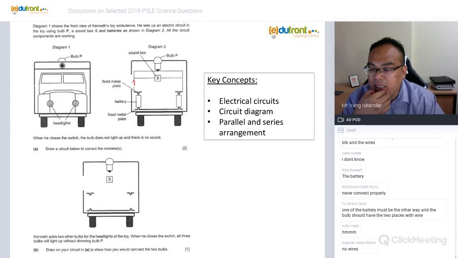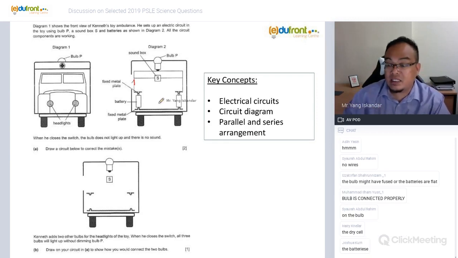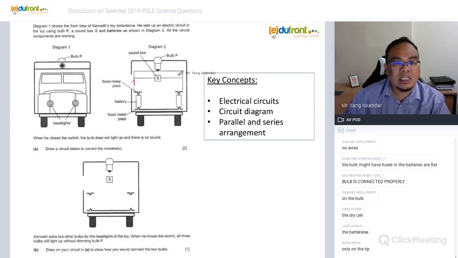Okay, someone said something about the battery. There are 2 mistakes here. 2 mistakes. Number 1, the connection of the bulb.